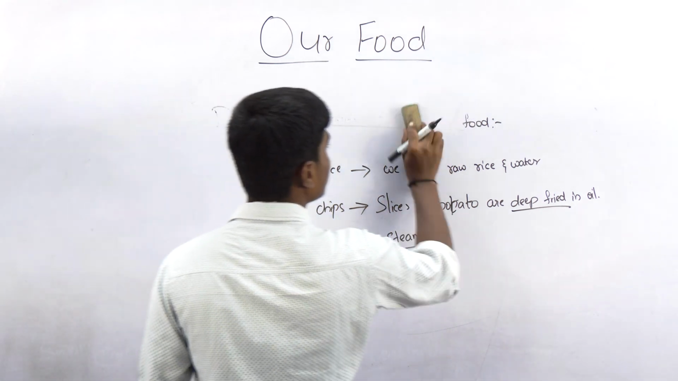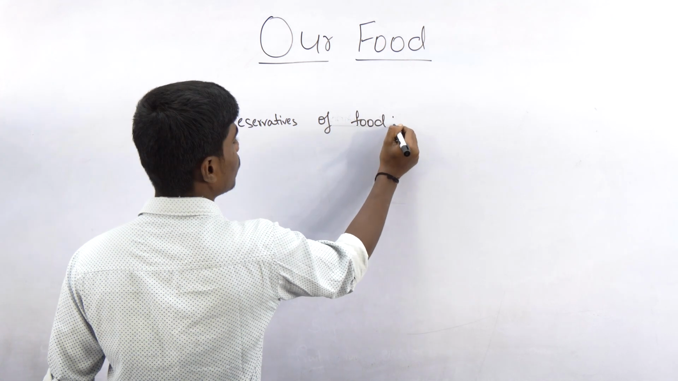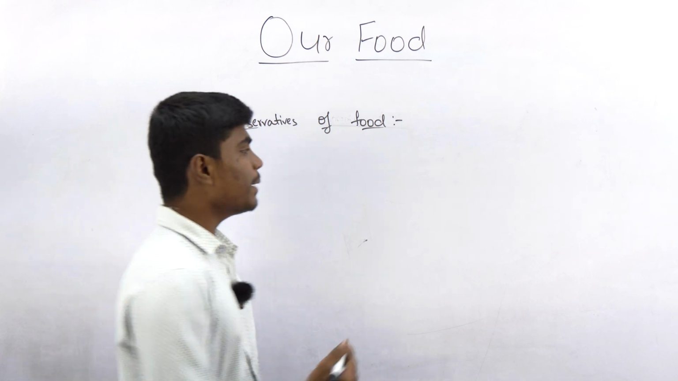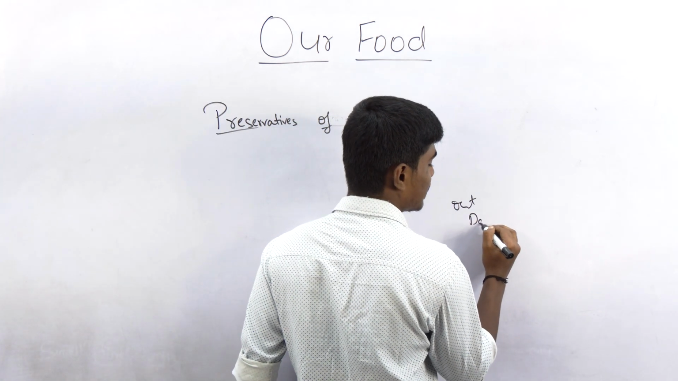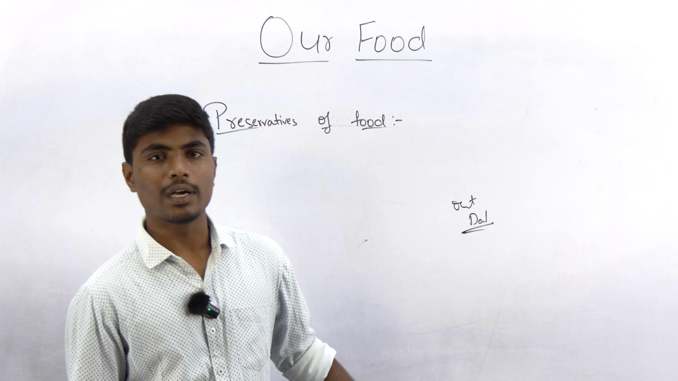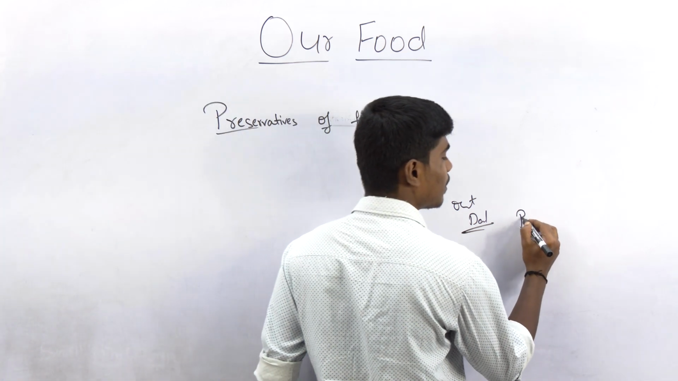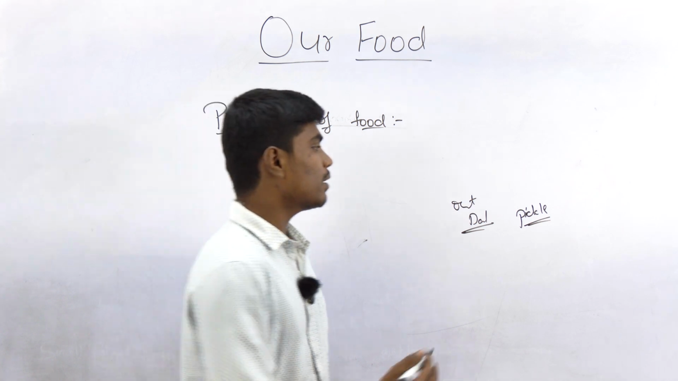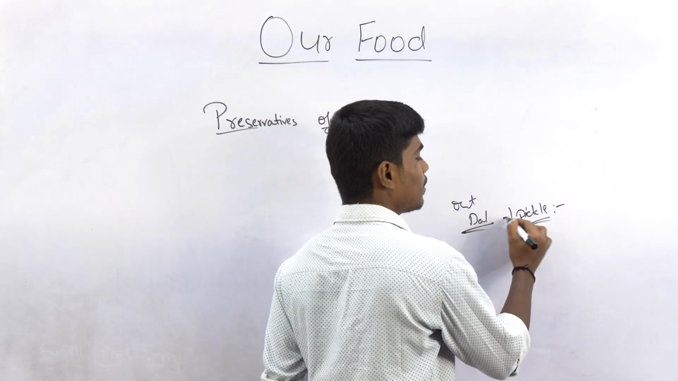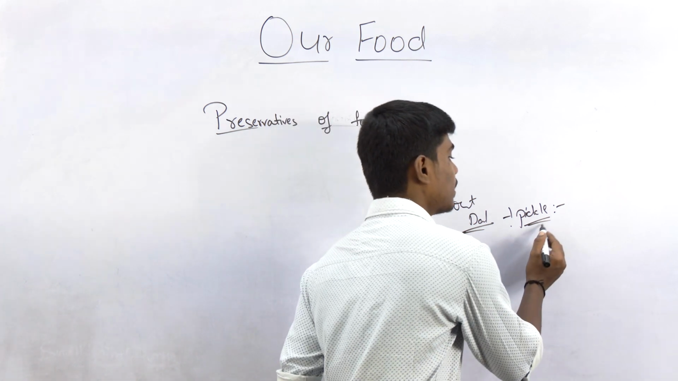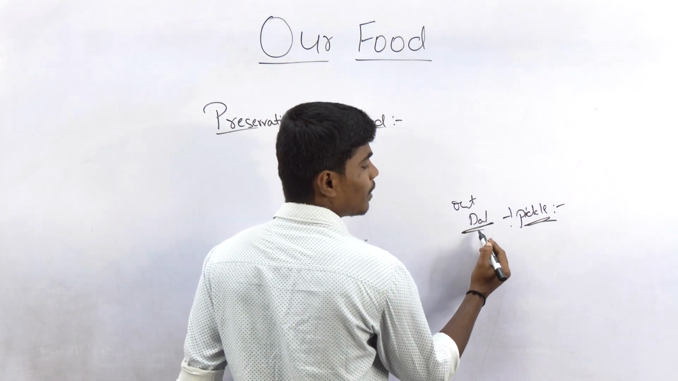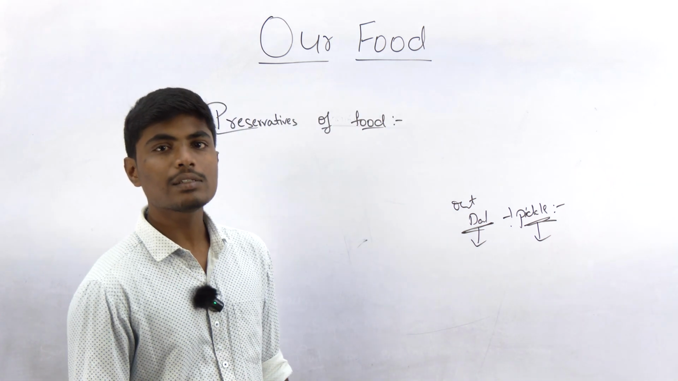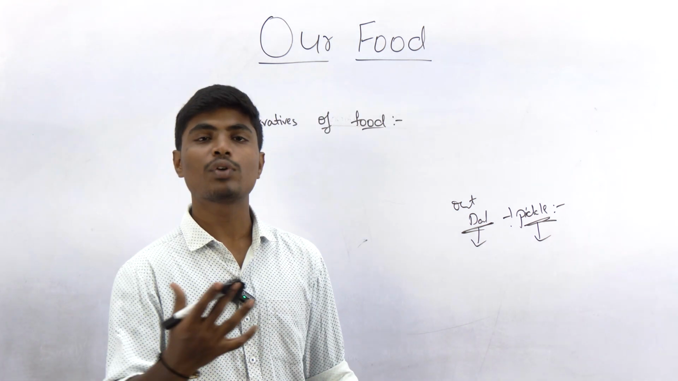Now let's see preservatives of food. See, if you observe, if we keep dal outside for some days, dal will get spoiled within a few days. If we take pickle, it is outside for so many days, but it won't get damaged. What is the reason behind the spoiling of dal and the freshness of pickle? Because they use preservatives to keep the food item fresh.